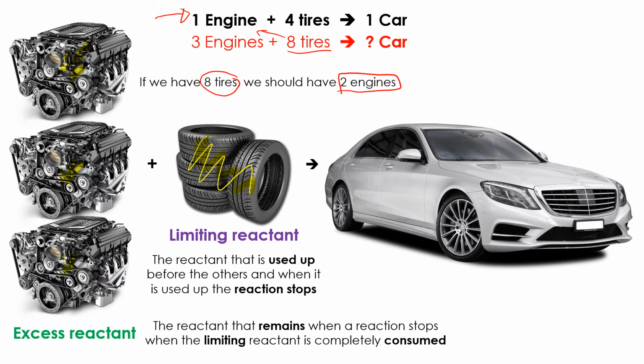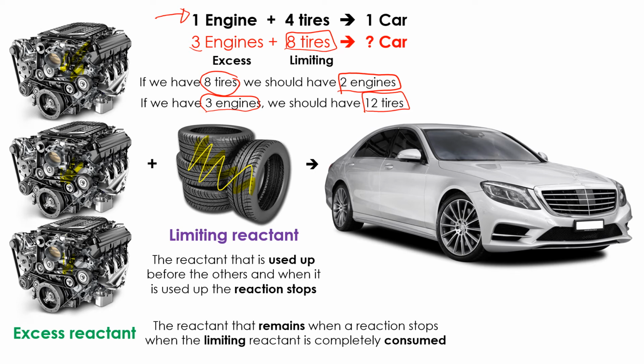What if I would like to solve it from the other side? If you already have 3 engines, how many tires do you need? If you have 3 engines, we should have 12 tires, but I have 8 tires, so I have less than what I need if I use the engines. For that reason, the tires are limiting while the engines are excess.